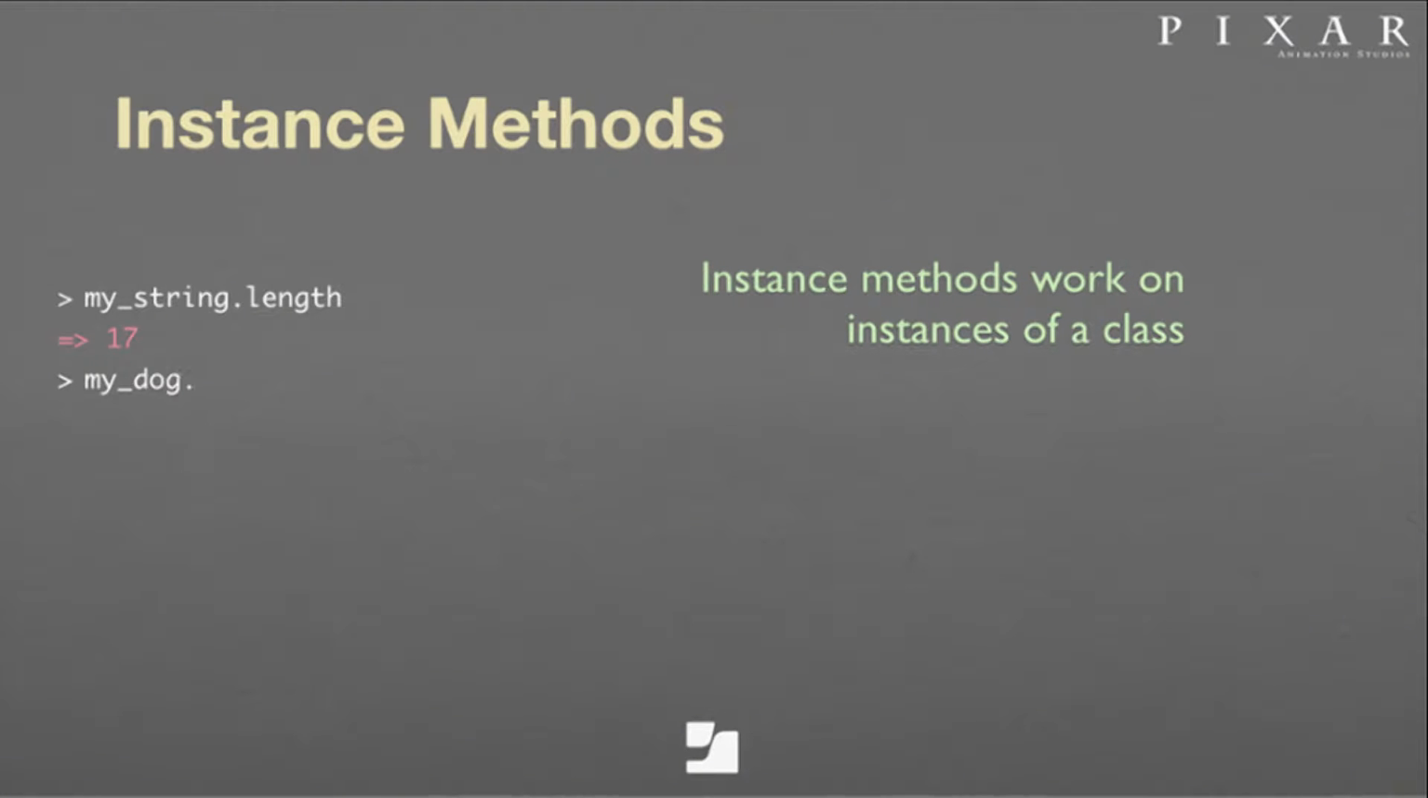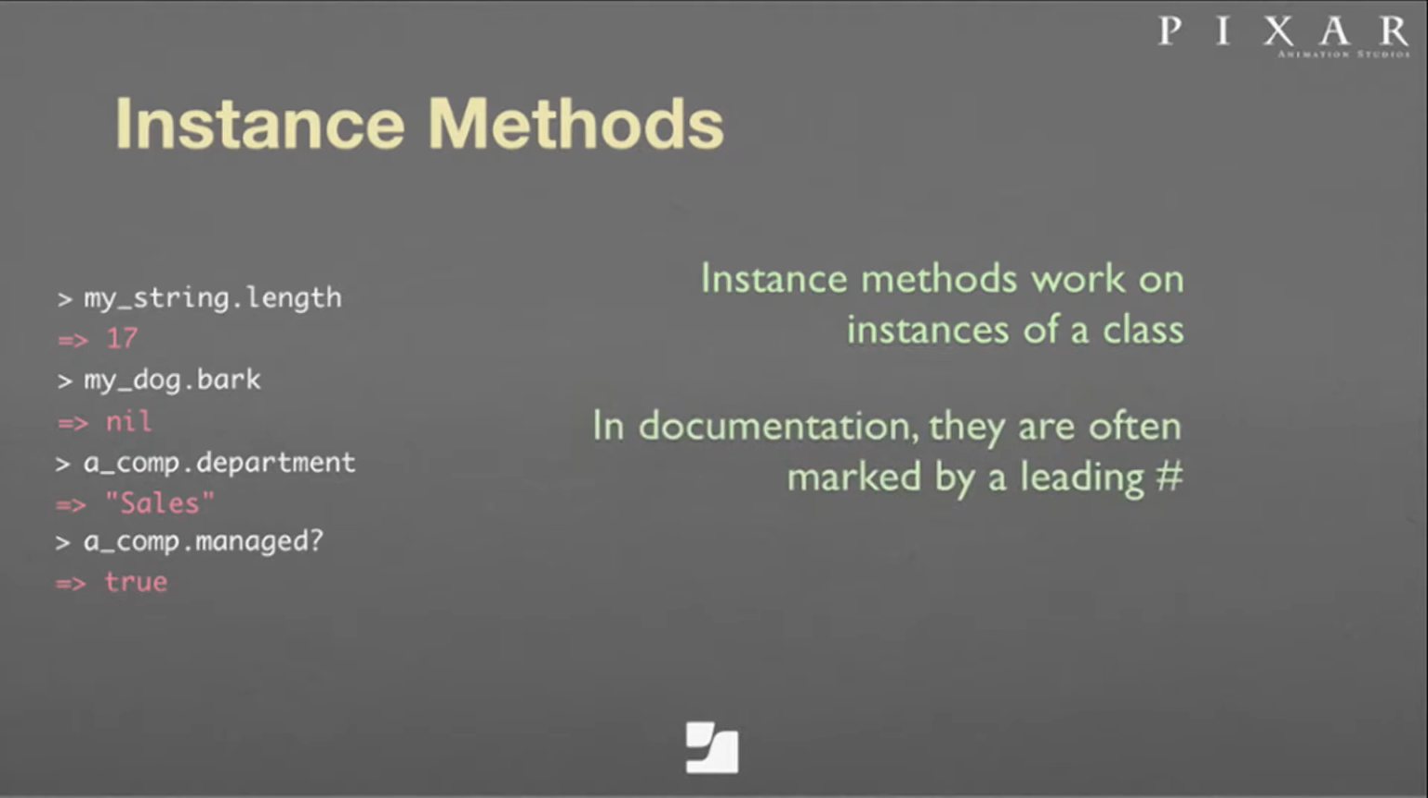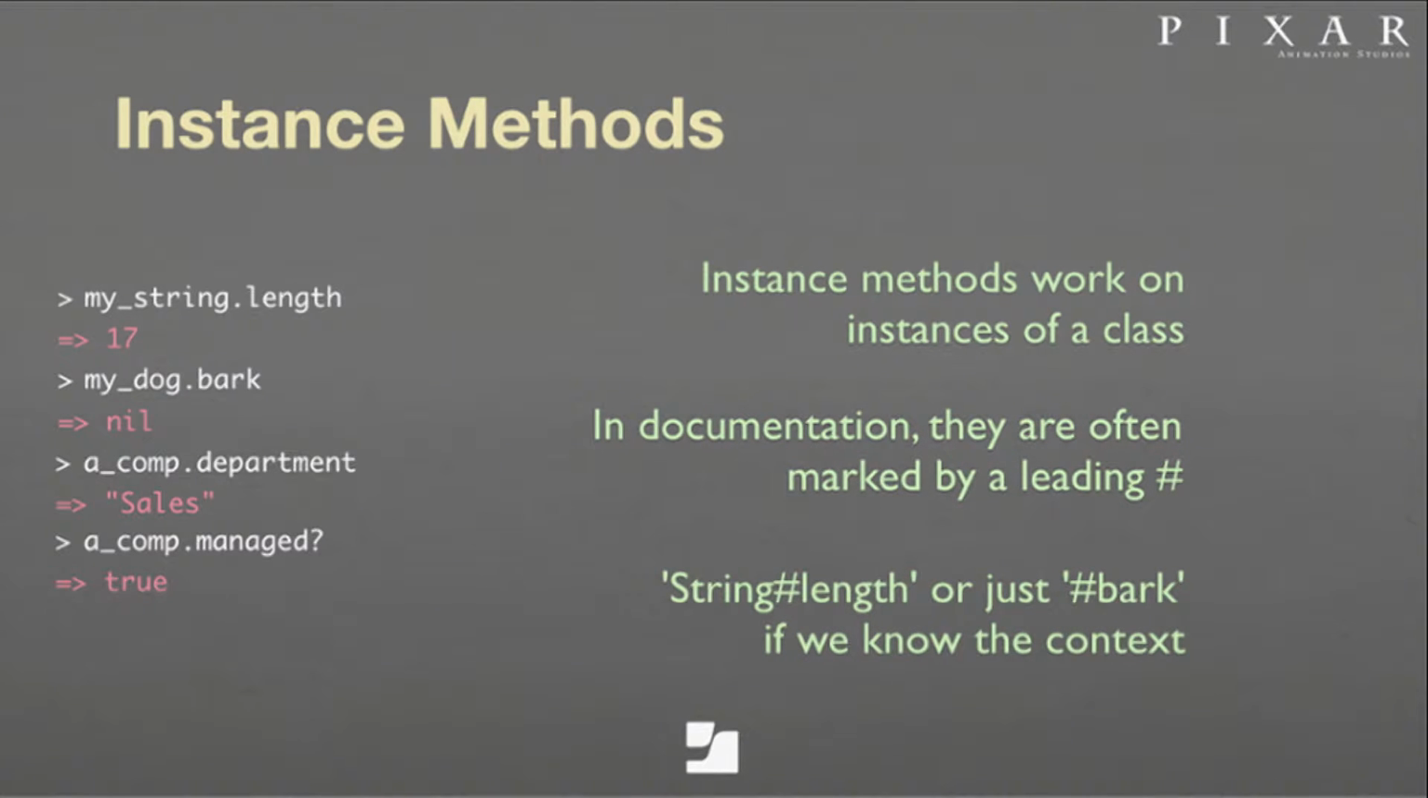And now that we have an instance of a thing, we can call instance methods on it. Instance methods are methods that work on instances of things as opposed to classes. So myString.length will give us 17. myDog.bark, I want to hear someone do it. Anyone? Nope. There we go. It should say woof, woof, woof, or bark, bark, bark, or yap, yap, yap, or something like that.